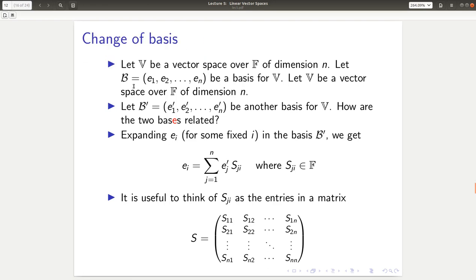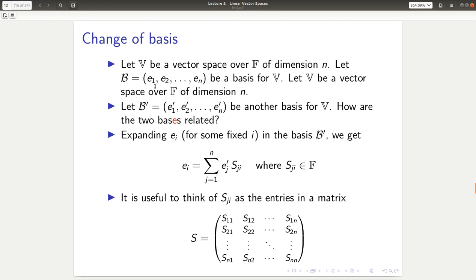So the idea here is that, let V be a vector space over F of dimension n, and let B, with basis vectors e1, e2 up to en, be a basis for V, and let B prime, with basis vectors e1 prime, e2 prime up to en prime, be a second basis for V. So we have two bases, B and B prime, and the question is how are the two bases related?